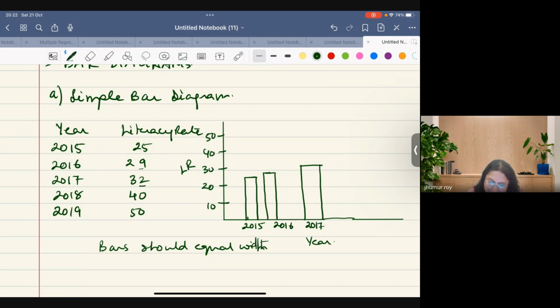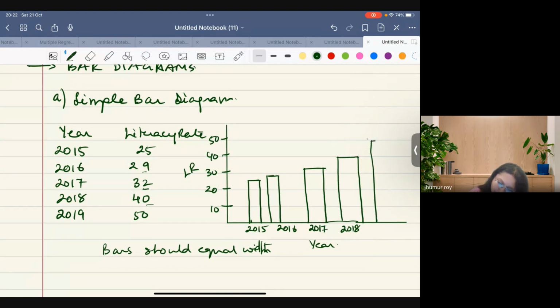So the next one is 2018. For 2018, I've got 40. So this is 2018. And 2019, I have got 50. So this is 2019. So this is called a simple bar diagram, where I have just drawn all the information which is given to me in a table. Is it clear to everybody?